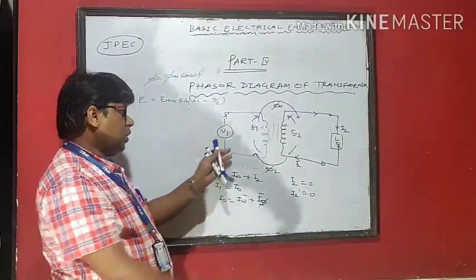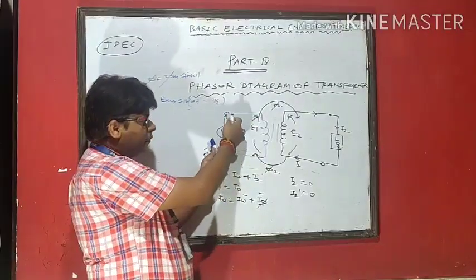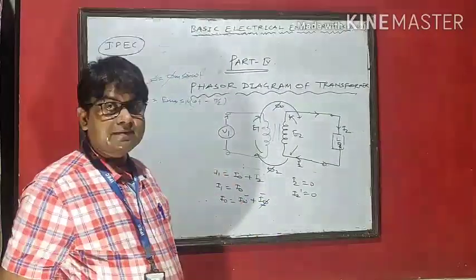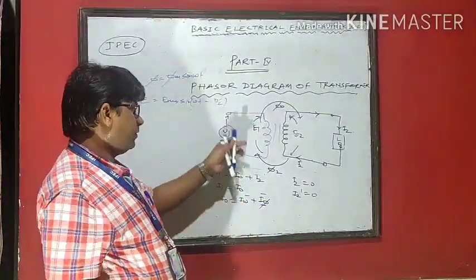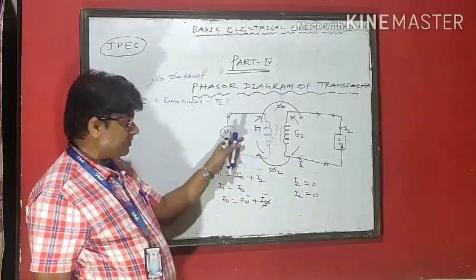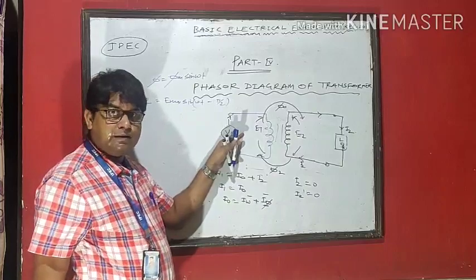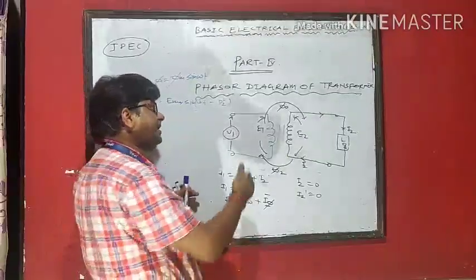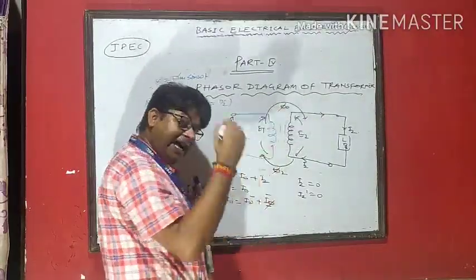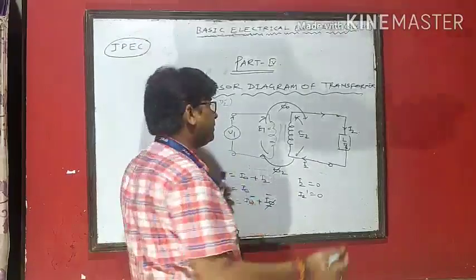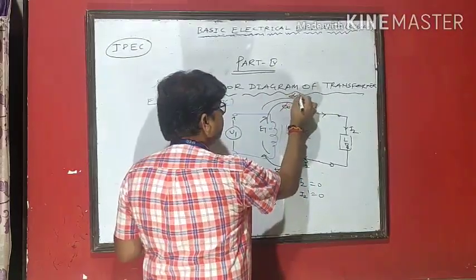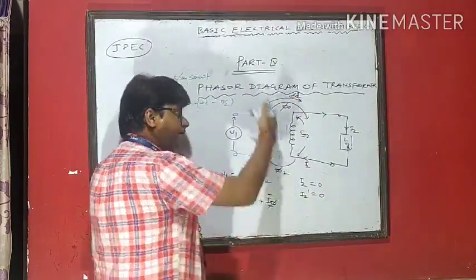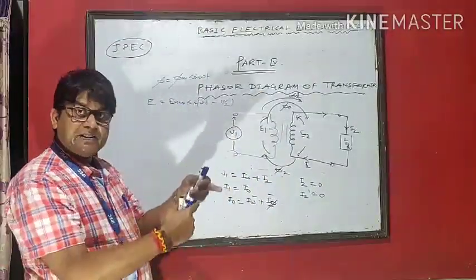Due to the constant supply voltage, here the voltage is constant, so a very small current flows through the primary side. Due to phi 2, an EMF is induced, but V1 is constant, so a very small current flows through the primary side, named I2 dash, and this I2 dash gives phi 2 dash. Phi 2 dash and phi 2 have the same magnitude but opposite direction.